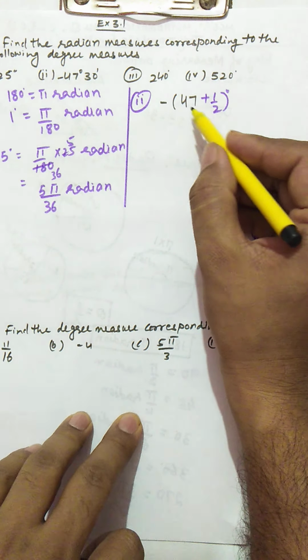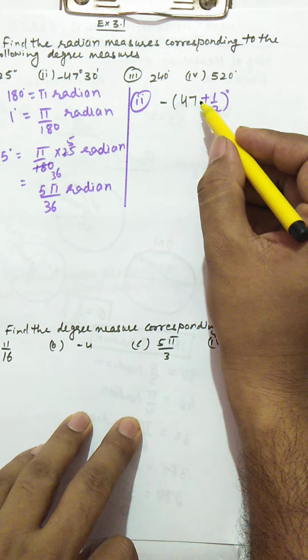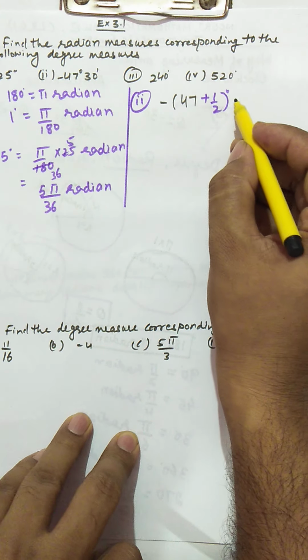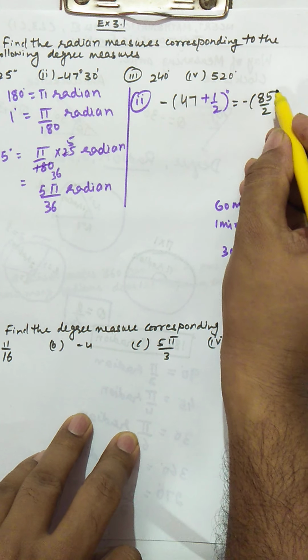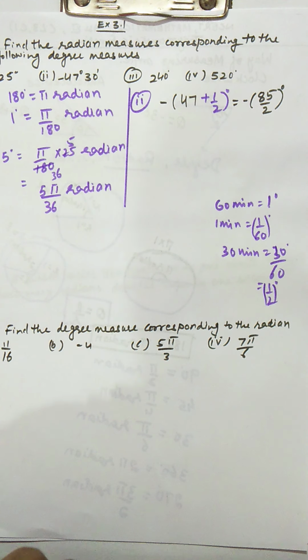This is 94 plus 1, which is 95 upon 2, and this is going to be in degree. So now we'll convert that into radian.